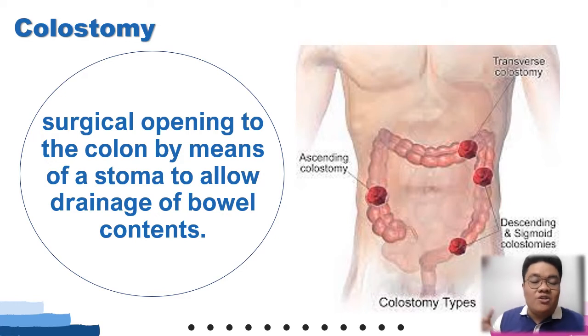And then where will your stool be going out? So we need to have a colostomy. We need to have a stoma. So class, it's like a hole on your skin that is directly on your colon. When I say colon, that will be your large intestine. There are different sites of your colostomy.